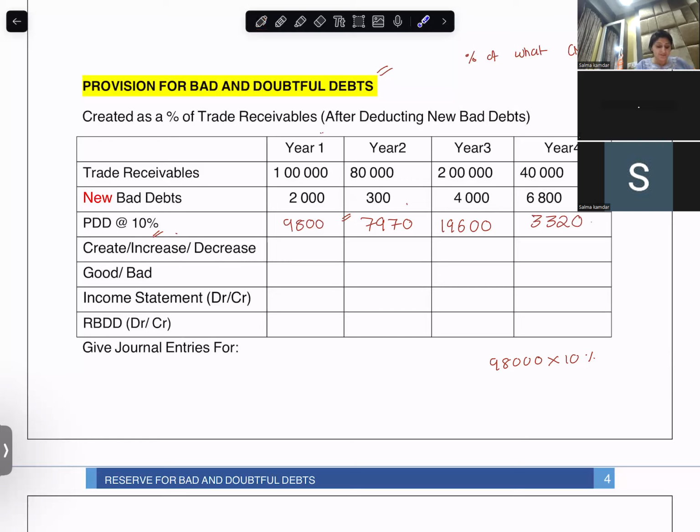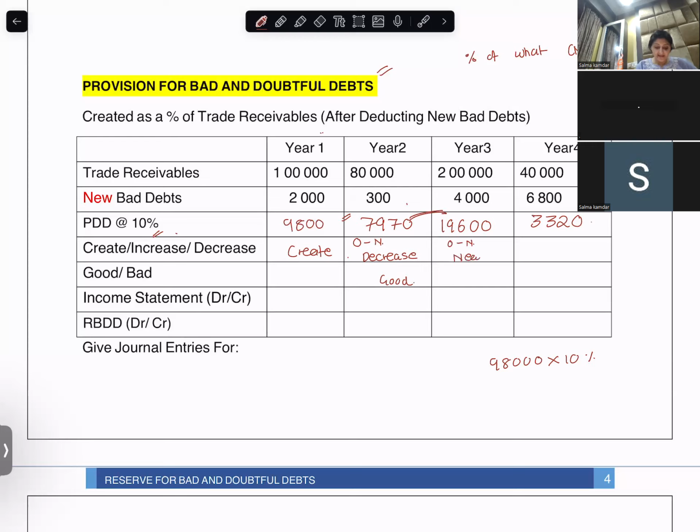In the first year, you are going to create provisions, increase or decrease? Create. In year two, it's decreasing. Old minus new, the answer is positive, so the provision is decreasing. It's a good thing for you.